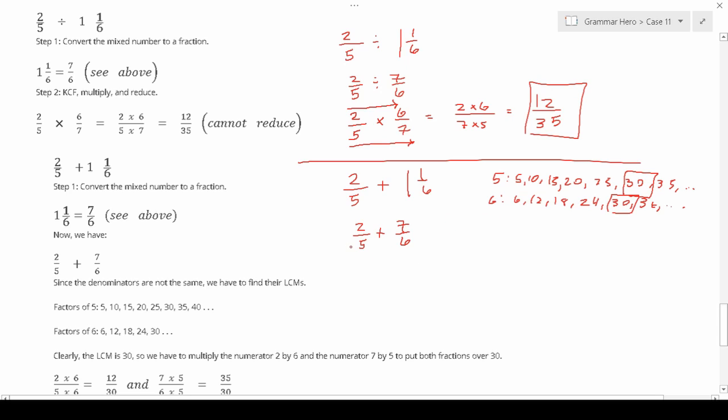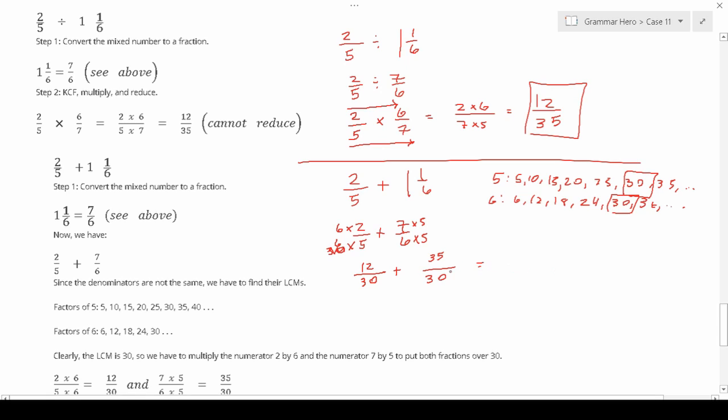5 goes into 30 6 times, so we'll multiply this by 6 to make it 30. We do the bottom, we do the top. To get 6 to 30, we multiply it by 5, but we do the bottom, we do the top. So this becomes 30. 6 times 2 is 12, plus 30. 7 times 5 is 35.